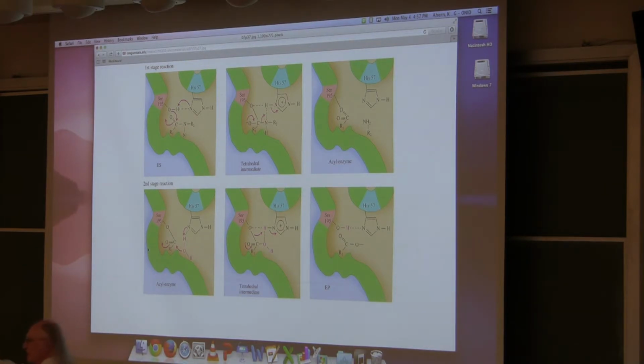Half the protein gets released at that point. The other half gets stuck on the serine. The second half of the process involves the release of that other half of the peptide from the serine. And that's the slow step.